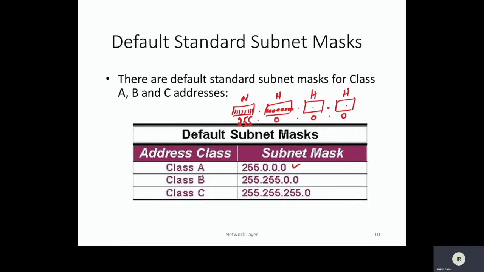Similarly, we can calculate the default subnet mask of class B. Again, we have 4 octets.